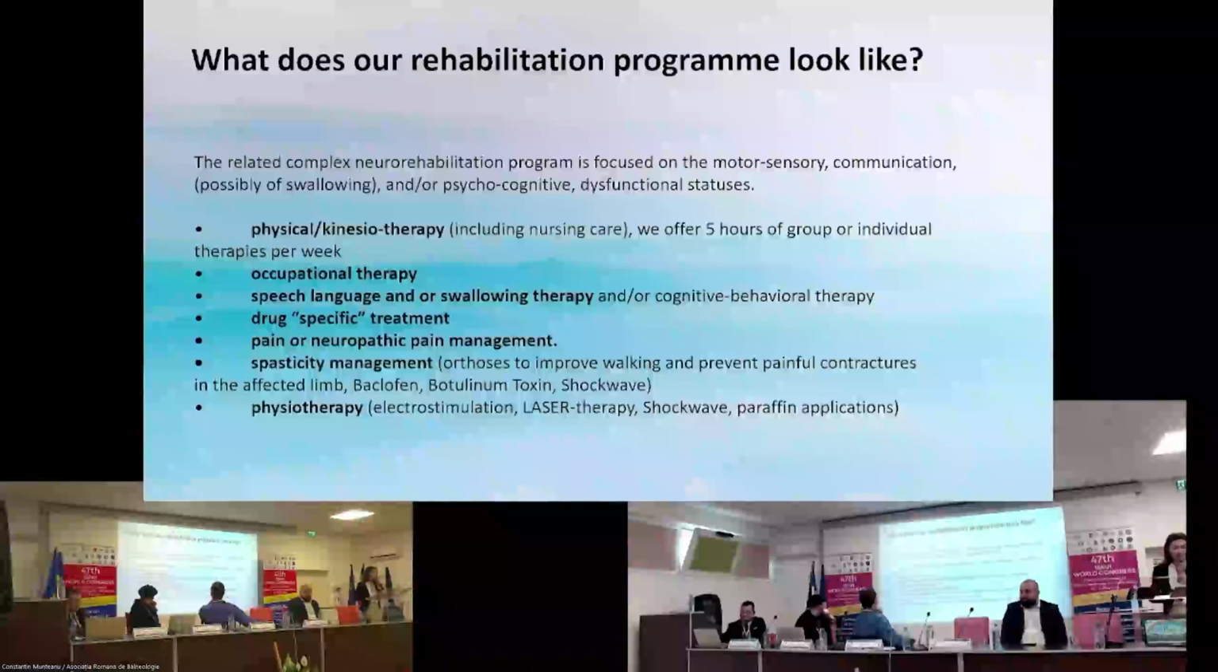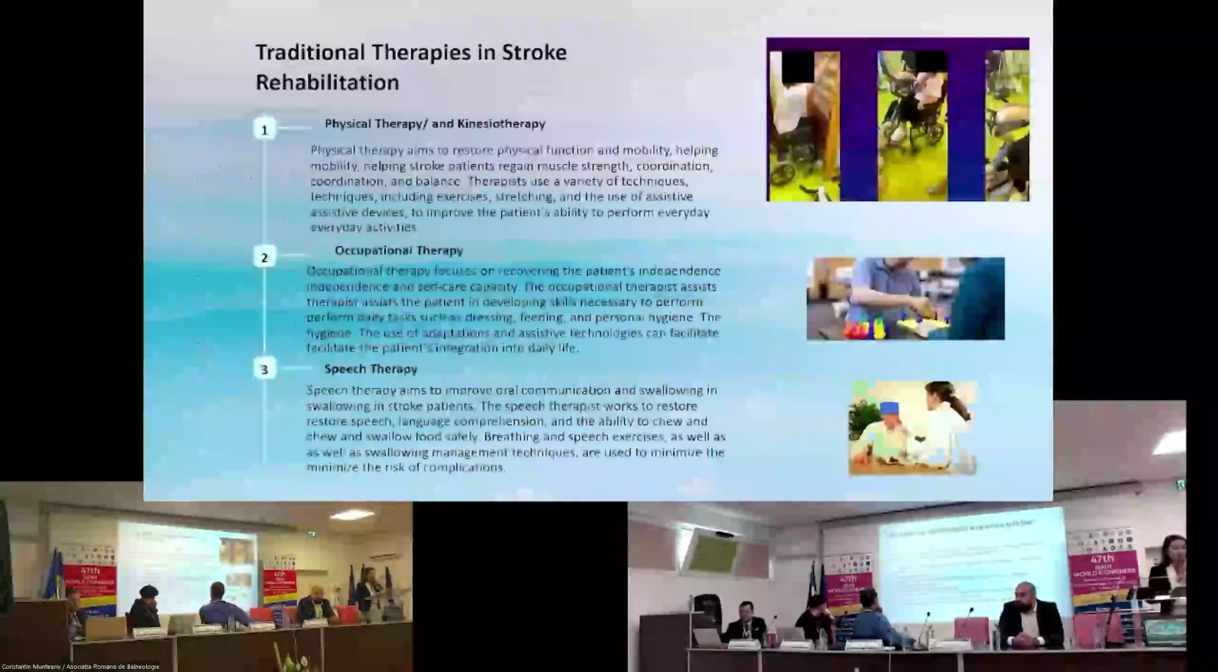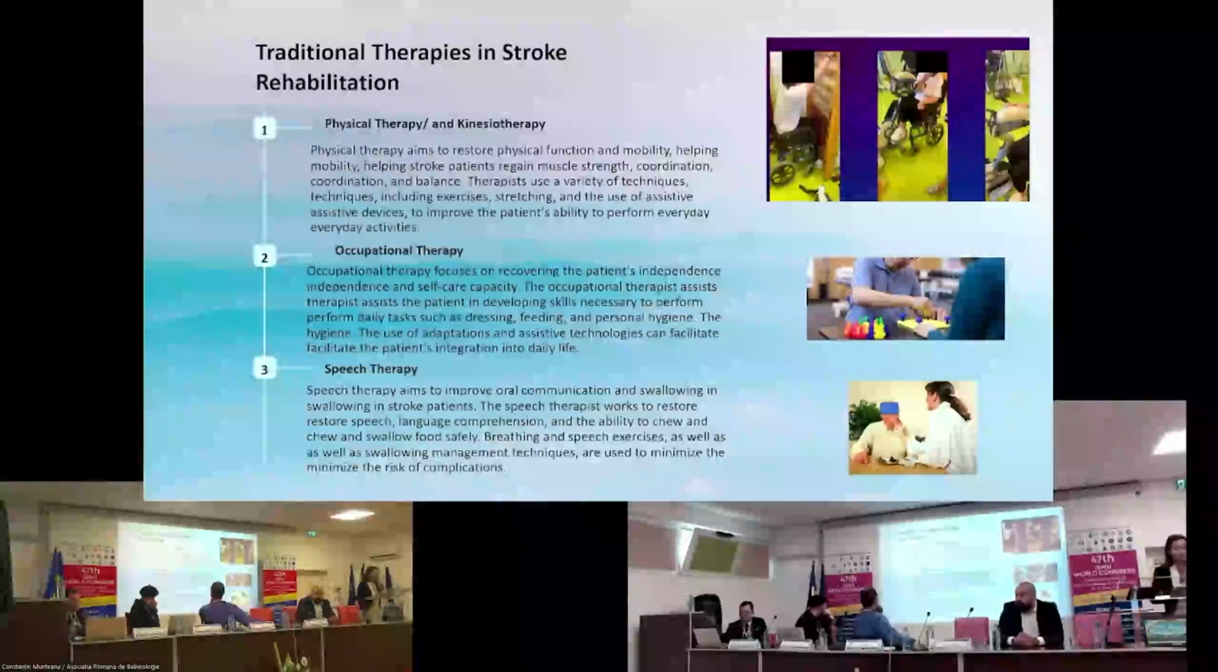So we offer 5 hours of group or individual therapies per week, including physiokinetotherapy, occupational therapy, speech therapy, drug-specific treatment, pain or neuropathic pain management, spasticity management with orthosis to improve walking, or medication with baclofen, with injections with botulinum toxin, or physiotherapy like shockwave for decreasing the spasticity. And also physiotherapy for pain, laser therapy to stimulate the muscle, electrostimulation for contractures, and paraffin applications.